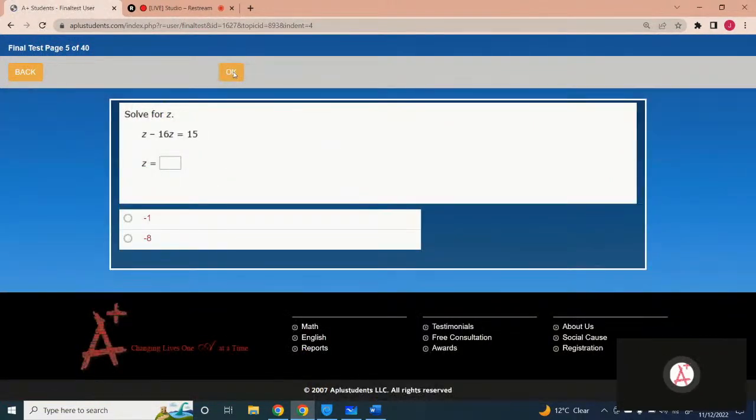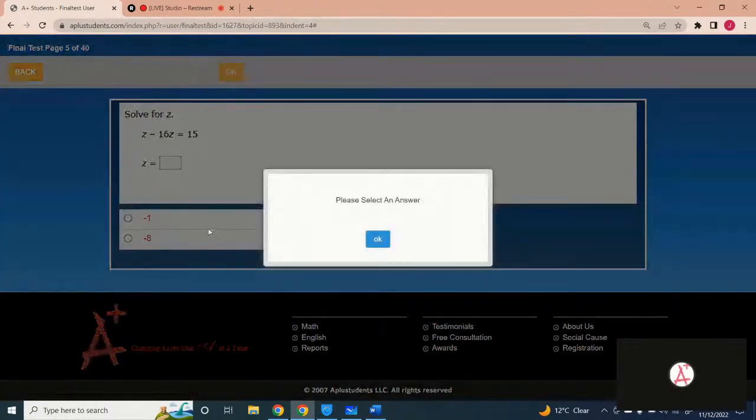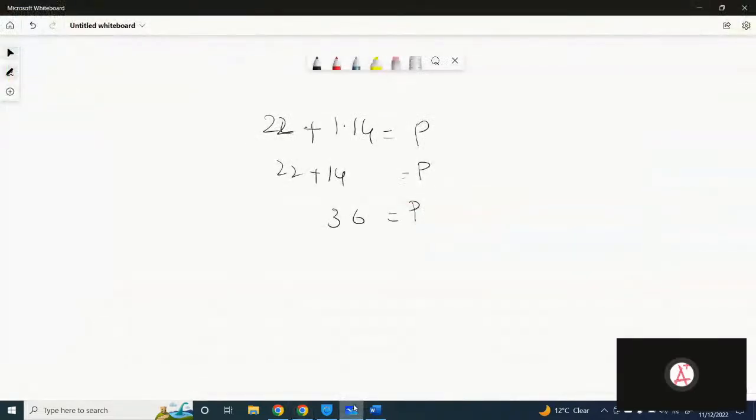Okay, the next one is z minus 16z equals 15. So what is the value of z? It would be z minus 16z equals 15. So 1 minus 16, you are subtracting a greater number from the smaller one. That means your answer must have a negative sign. It would be negative 15z equals 15. Got it? Now you have to find the value of z only. Just divide both sides by.